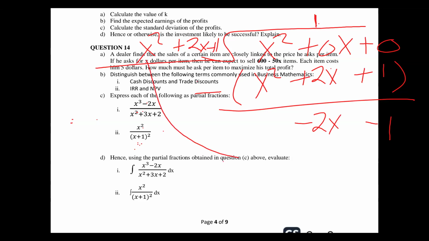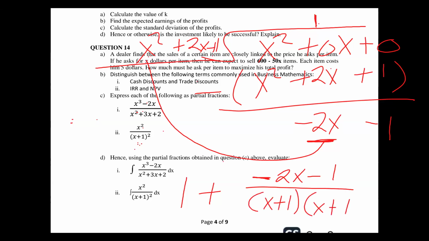So that your function can be equal to 1 plus, the remainder will be negative 2x minus 1 divided by this factor that we had broken down to x plus 1 and the x plus 1. So this is what we are working out again. We're working out x plus 1 and x plus 1 throughout.